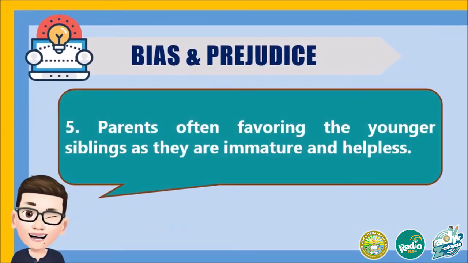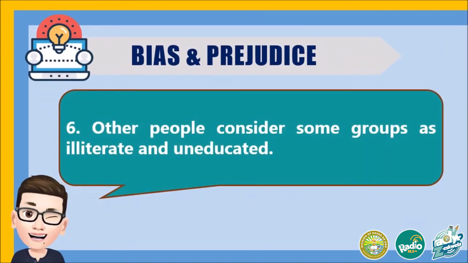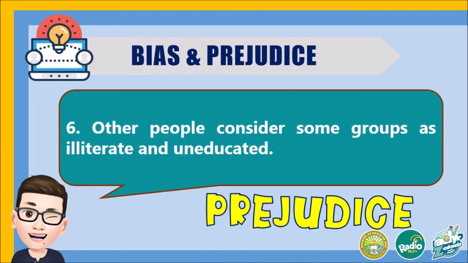Number five, parents often favoring the younger siblings as they are immature and helpless. The correct answer is bias. It is a basic example of favoritism, which is being unfair. Number six, other people consider some groups as illiterate and uneducated. The correct answer is prejudice. It is discrimination without good or sound reasoning.